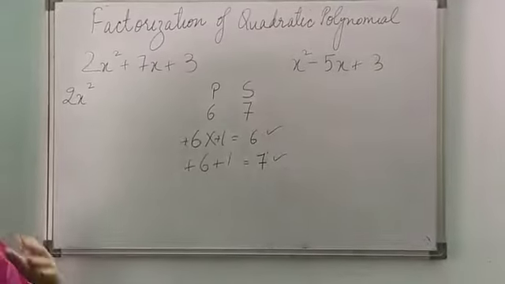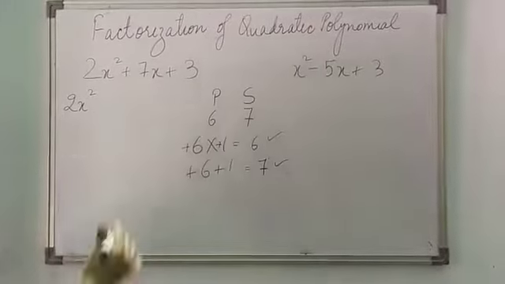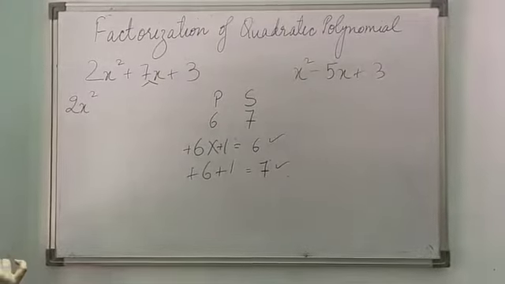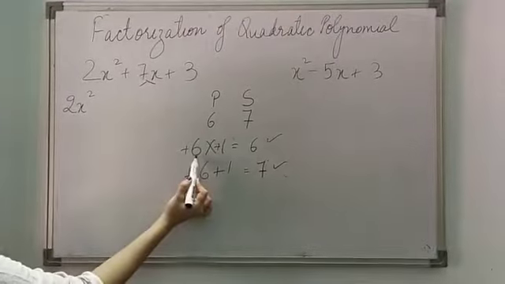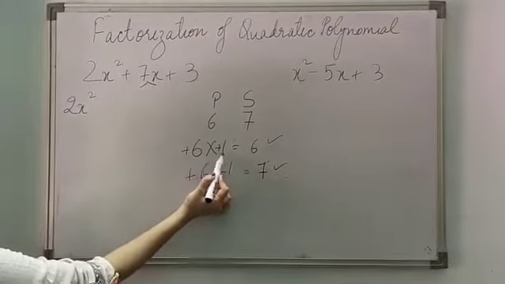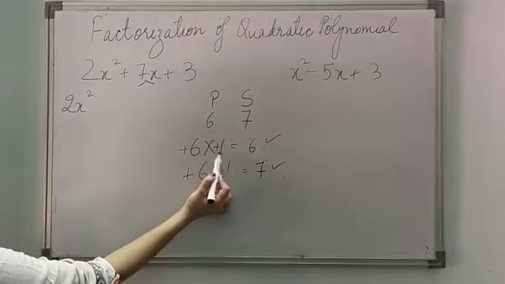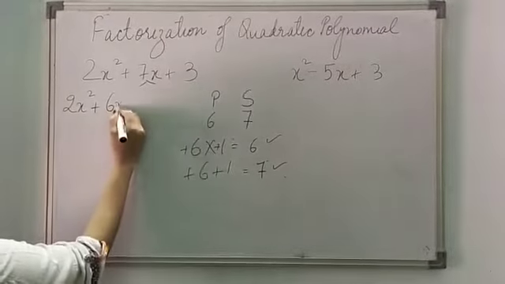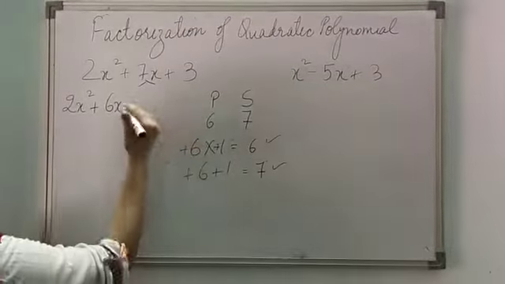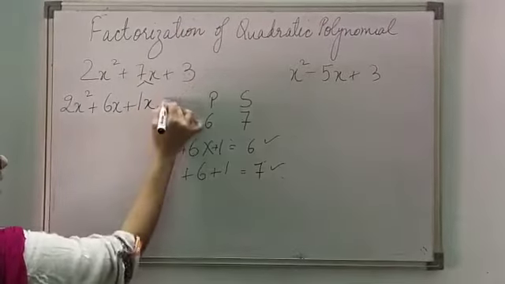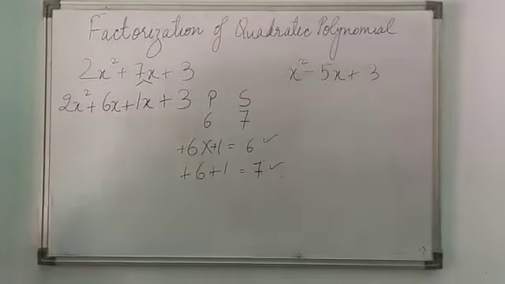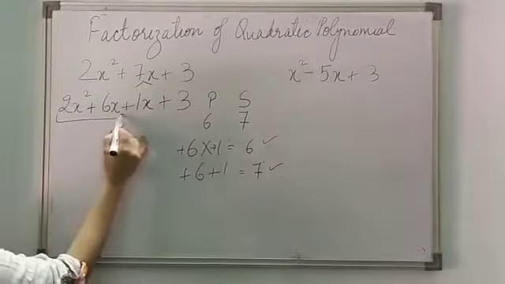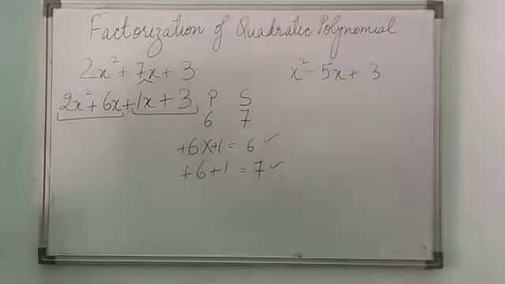As the name suggests, middle term splitting means we have to split our middle term into two terms. Whatever you have found, these two numbers, plus 6 and plus 1, you now put the variable: plus 6x, and next plus 1x, and plus 3 as it is. Then after that you have to do the grouping, grouping the first two terms and the last two terms.